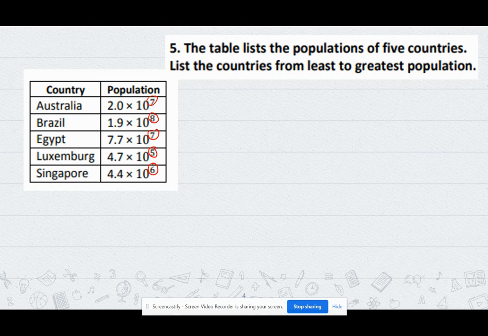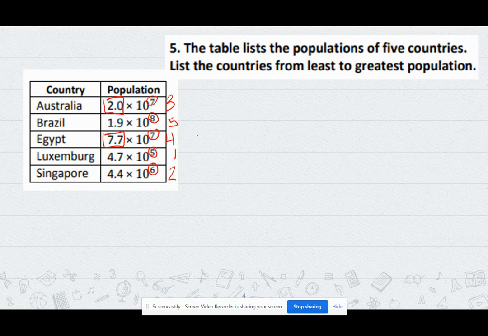So they want it from smallest to biggest, least to greatest. So the smallest exponent is Luxembourg. So I'm just going to put a little 1 right here. The next smallest exponent is Singapore with its 6. So I put a 2. Next up I have 7, but I have 2 of them with 7. So that means I need to look at their decimals. So if I'm looking at their decimals, we have 2.0 and 7.7. So Egypt is bigger because it's 7.7. So that means Australia comes next, then Egypt, and then obviously Brazil is last with the 8.